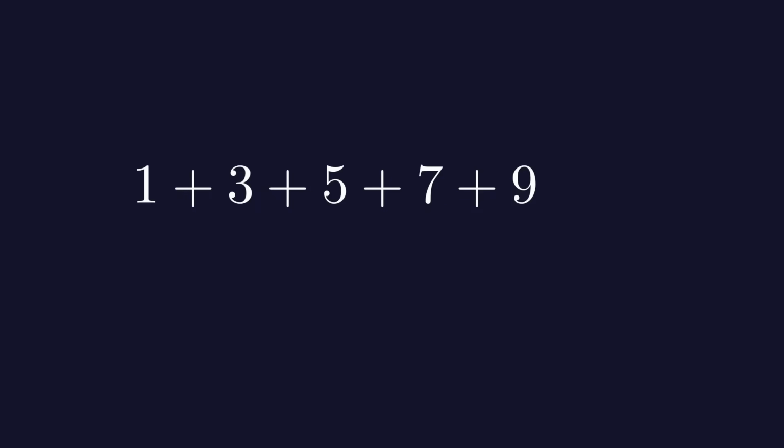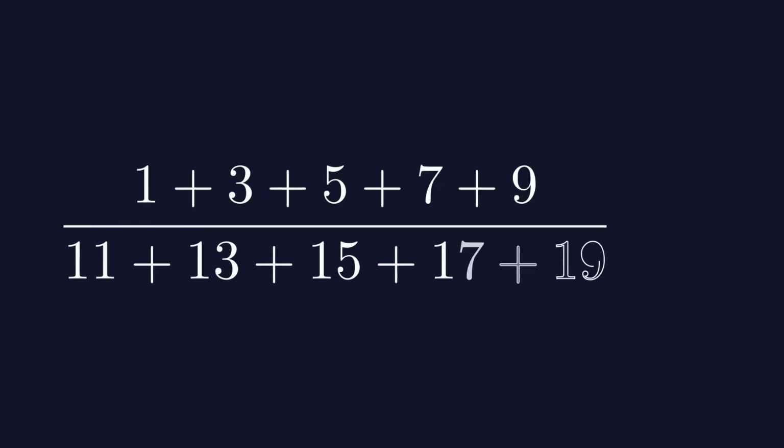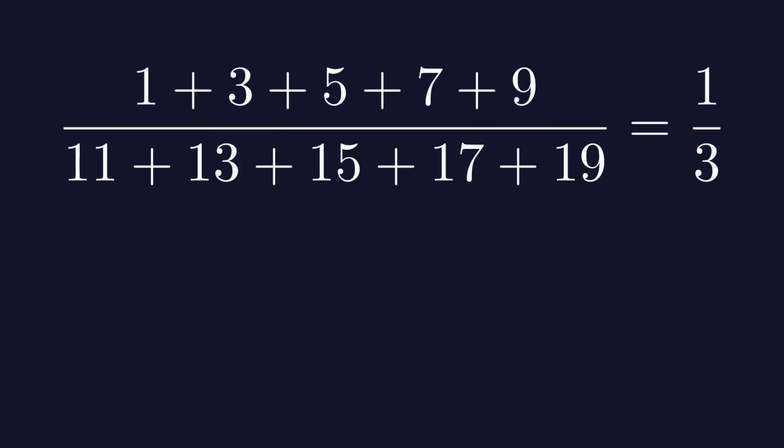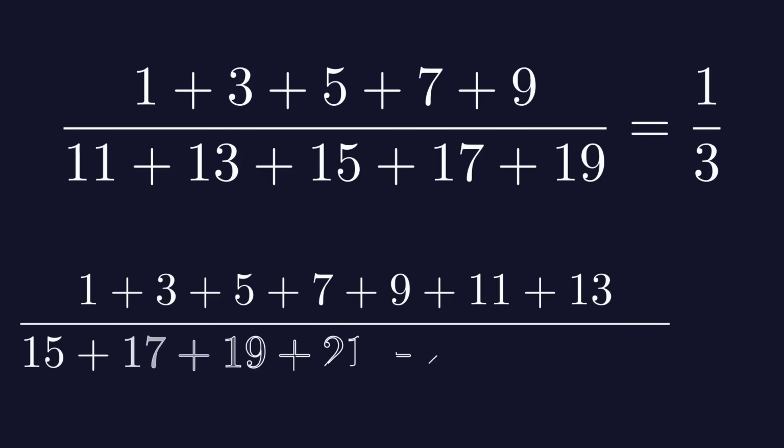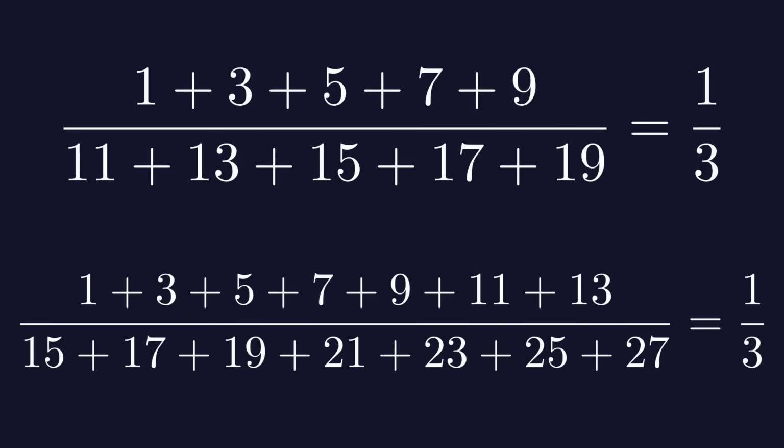Let's start summing the odd numbers. That is 1 plus 3 plus 5 plus 7 plus 9, and let's stop here. Now let's divide this sum by the sum of the next 5 odd numbers. The result is equal to 1/3. This always holds true, no matter how many odd numbers we add, as long as there is the same amount in the numerator and the denominator.